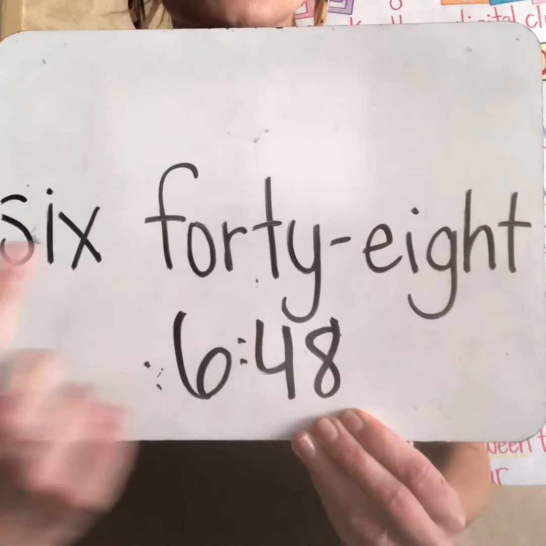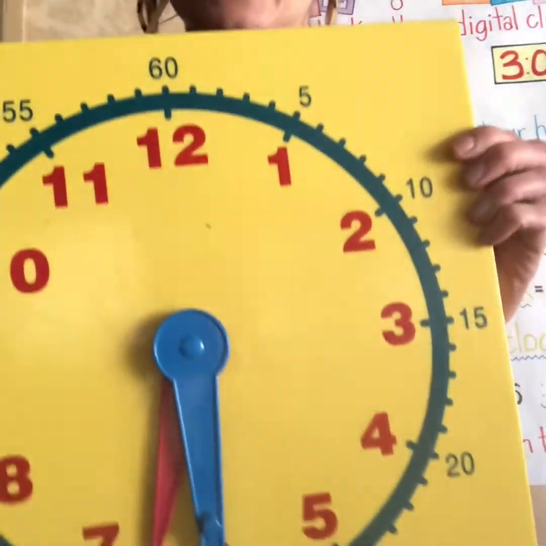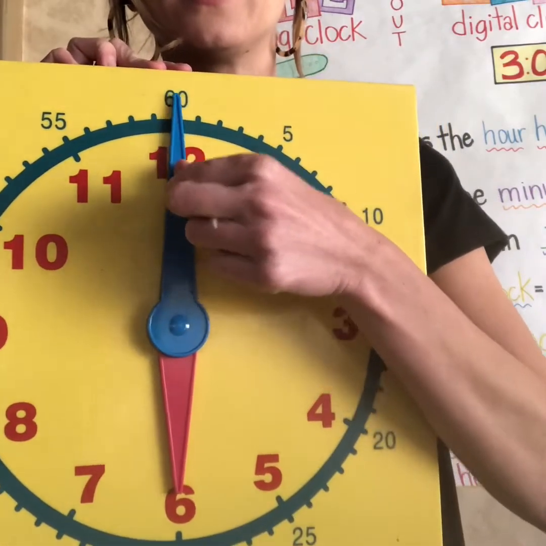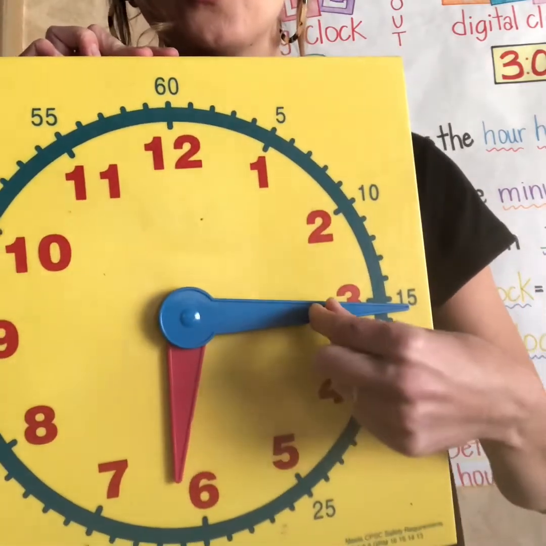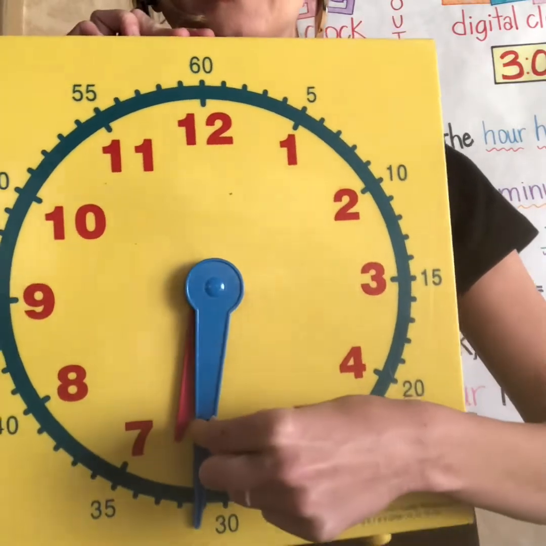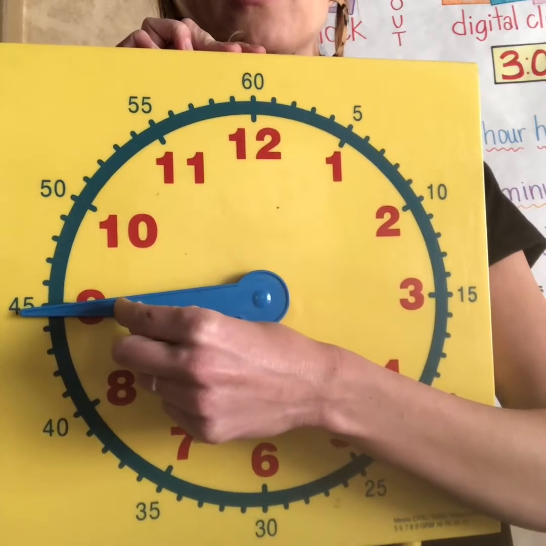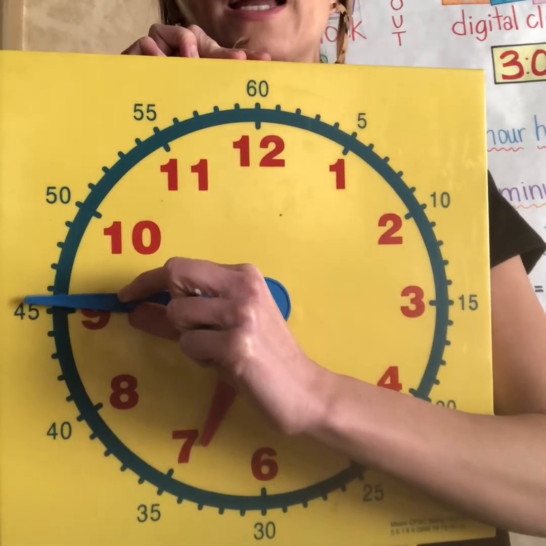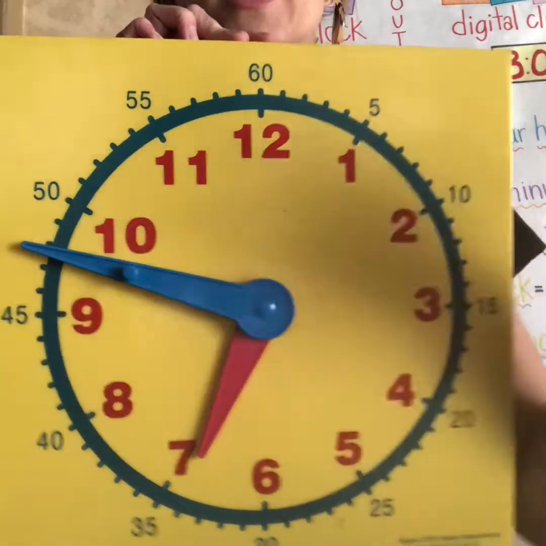Let's try 6:48. This is how it is represented in digital form. And on the analog clock, you're going to put your hour hand on the 6 still. This time the minute hand is going to travel around doing those hill jumps all the way past the 30 up to the 45, which is represented by the 9. And then we're going to do little rock jumps from 45 until we get to 48. 45, 46, 47, 48.